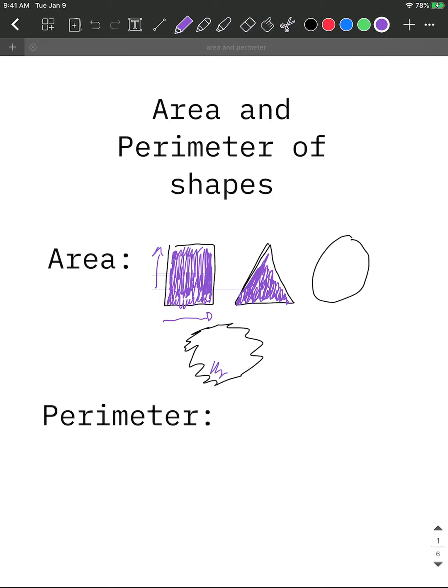It's whatever's inside of this shape. We can even calculate certain shapes. You can calculate the area of different polygons is really the statement I want to make, and we'll explain that in another video.